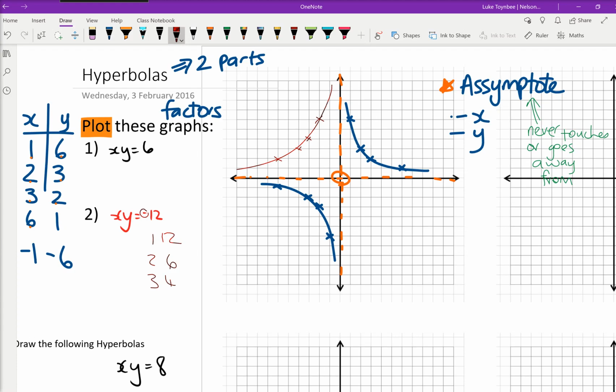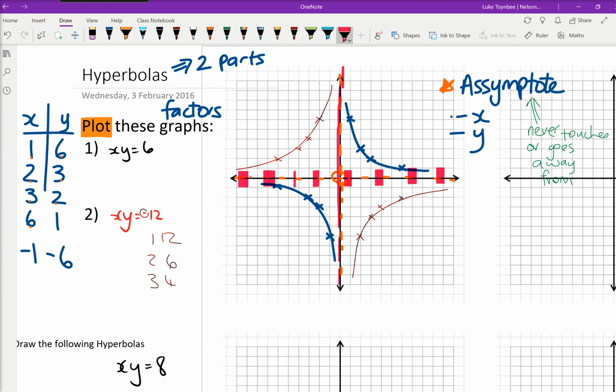Happy? Is that it? No, make sure to do the other side. 2, 6. Hopefully that is that. Yeah, like that. Hey, is that my graph? What else do I need to draw? Yeah, make sure you draw the asymptotes, all right? So, draw those dotted lines.